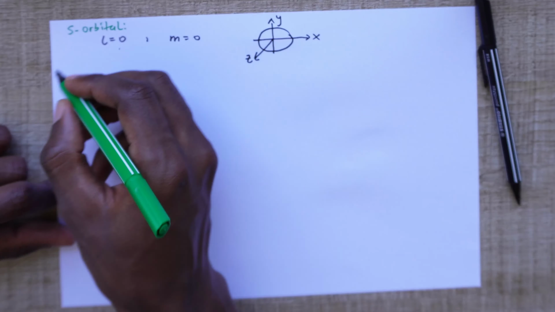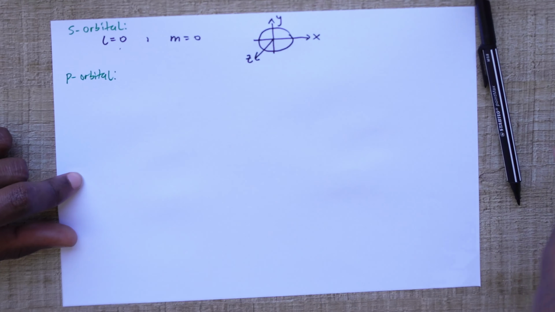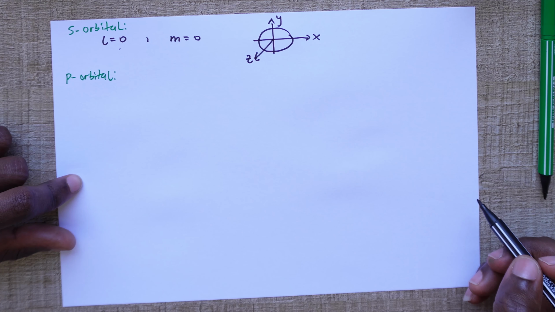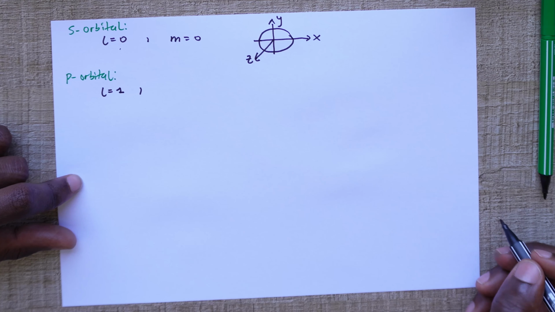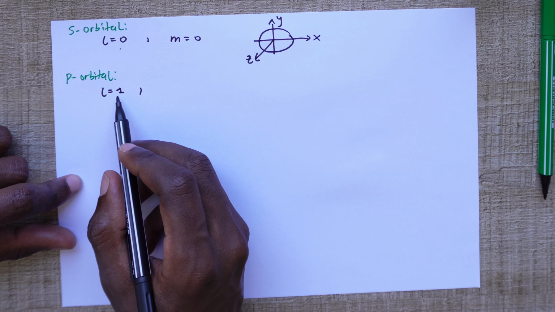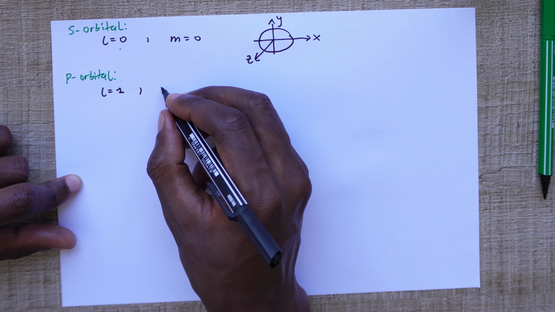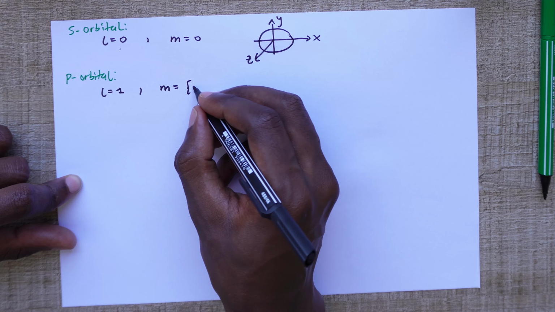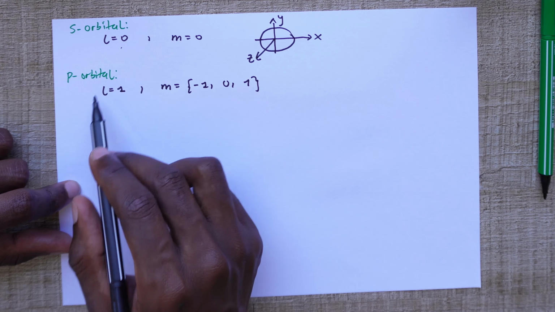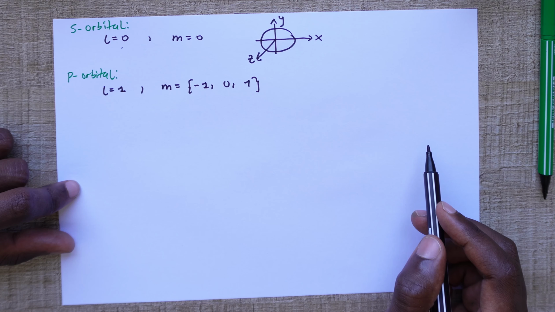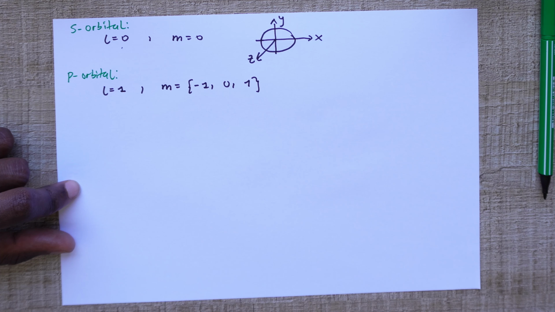Moving to the next type of orbitals, which are the p orbitals. A p orbital has L equal to 1, as I also mentioned earlier. And if L is 1, knowing that m ranges from negative L to positive L, it means that the possible values of m are negative 1, 0, and plus 1. So in this case, we have three possibilities, which would correspond to the px, py, and pz orbitals.